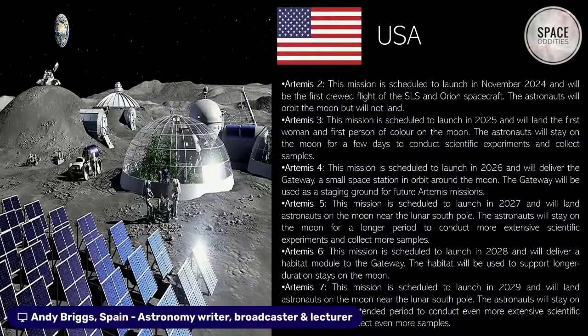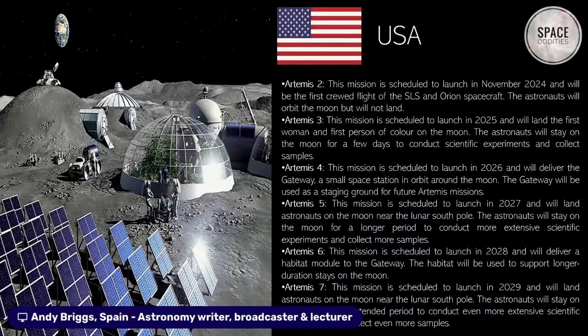The USA has got the Artemis project, and it's all mapped out. Artemis 2, an uncrewed mission to fly round the moon, much like Apollo 8 did in the days of Apollo in 1968. Artemis 3 will be the first mission to actually land people on the moon, the first woman and the first person of color. Artemis 4 is going to deliver the Lunar Gateway. This is a space station that's going to orbit the moon and be used as a staging post for future Artemis missions. Artemis 5, that's going to launch in 2027, and they're going to stay on the moon for a much longer period to carry out experiments and collect more samples. Then we've got Artemis 6 in 2028, delivering a habitat module to the Gateway.